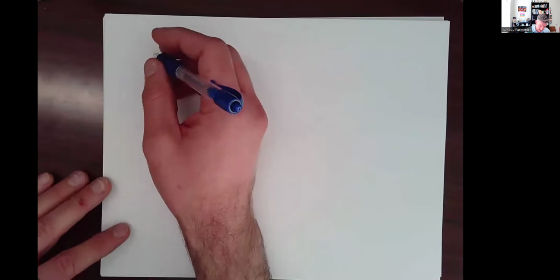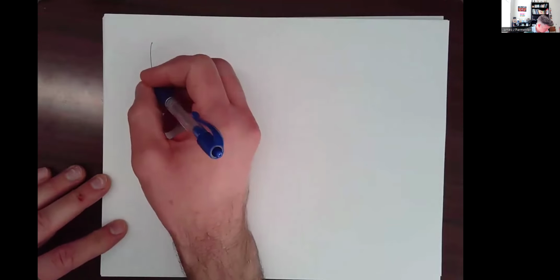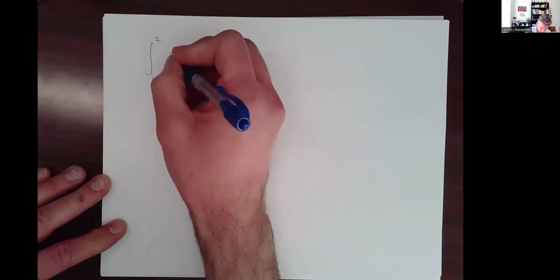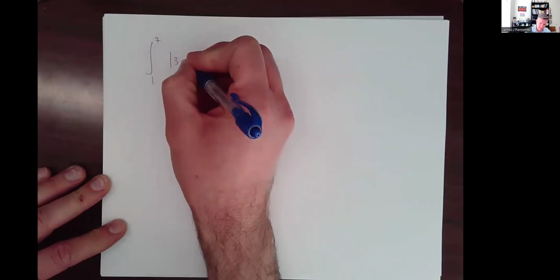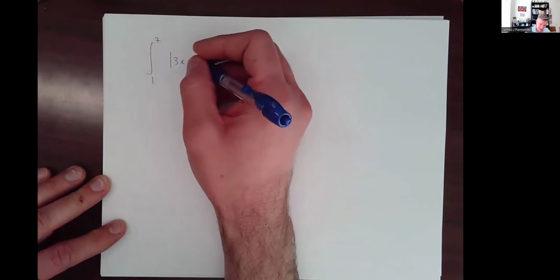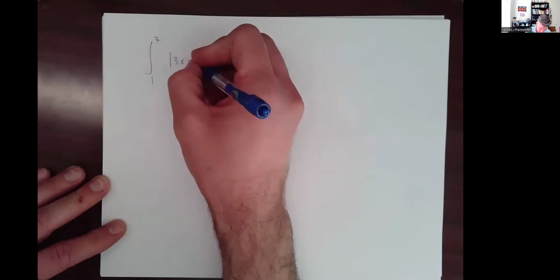Sometimes though, you're asked to find the area under a curve or the area between curves. So for example, someone might give you something like this: the integral from, I don't know, 1 to 7 of the absolute value of 3x. Let's go with minus, sure. Minus, yeah, sorry, 15.